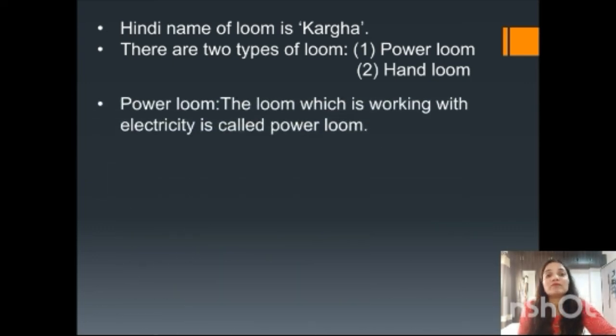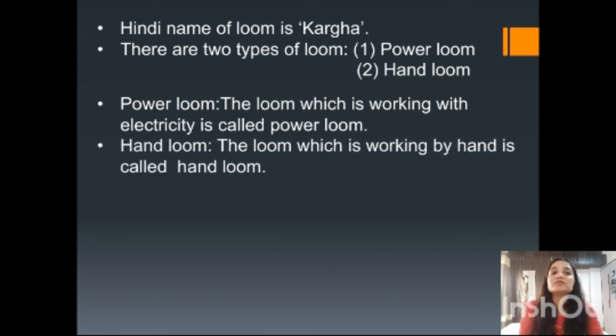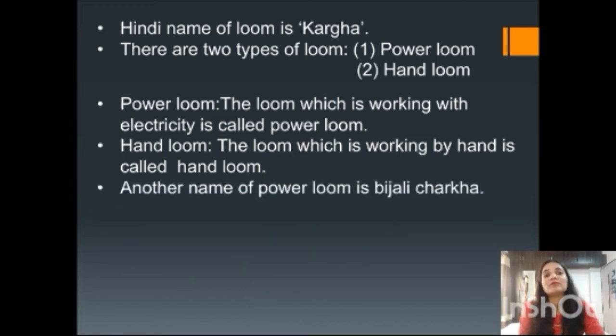What is the meaning of power loom? This is the loom machine which works with the help of electricity. And what is the hand loom? It is the machine which works by hand. Means it is the machine which was used to weave yarn in the previous age, ancient time. Another name of power loom is bijli charkha. It is very clear. Electricity is called bijli in Hindi. That's why it is also called bijli charkha.